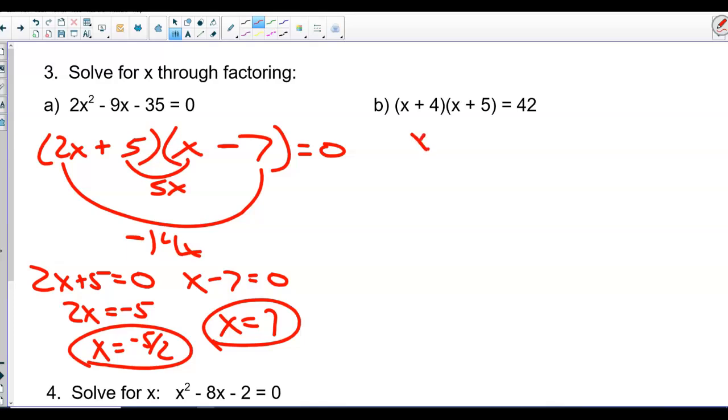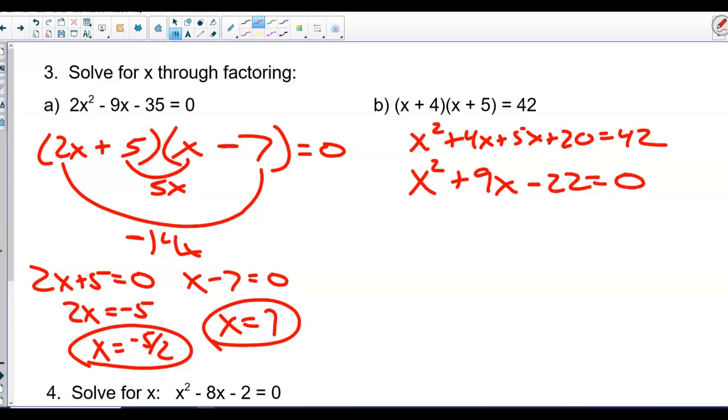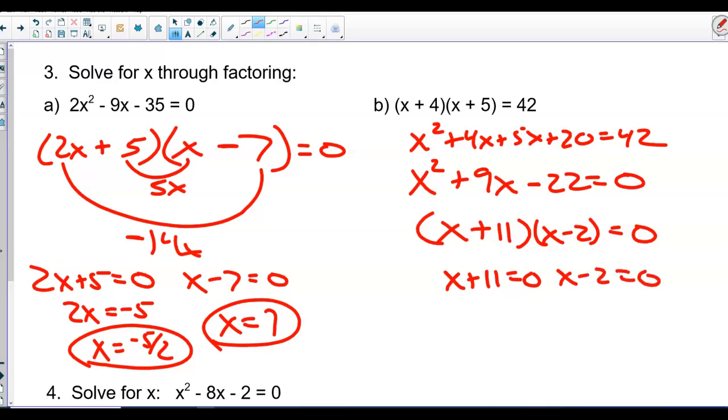So in this case, we get x squared plus 4x plus 5x plus 20 equals 42. I'm going to combine my like terms, and I'm moving the 42 over. So now we have a -22. And then I factor. Once again, if you have a trinomial, that means you got to get it equal to 0 and factor it. This is x plus 11, x minus 2. That's how I get that middle term of plus 9x and an end term of -22. And then we set each parenthesis equal to 0. x equals -11, x equals 2.